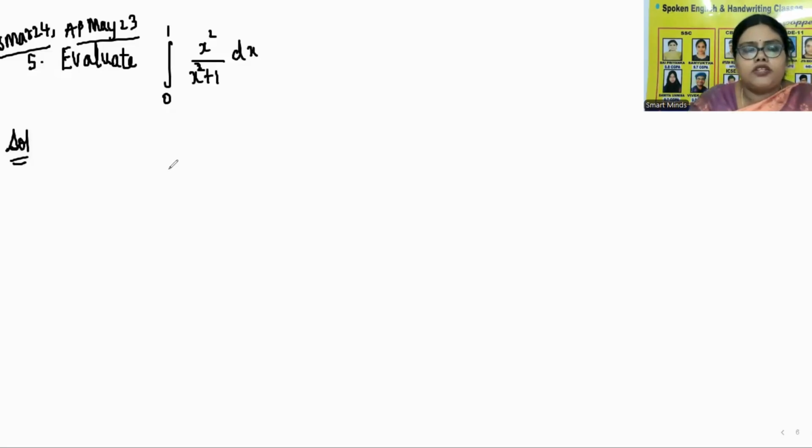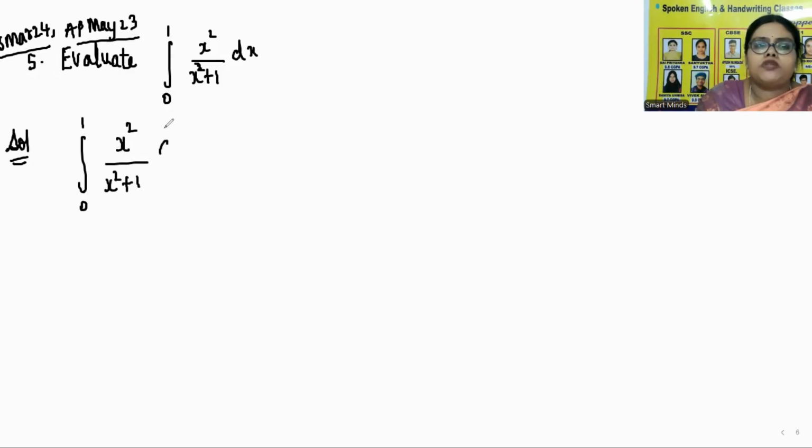Now take the next question. It last appeared in TS March 24 and AP May 23. Very, very important. First, let us write the given integral 0 to 1 x square by x square plus 1 dx. Now in the denominator you have x square plus 1, but in the numerator you have only x square. So what idea is striking my mind is I can add and subtract 1 in the numerator.